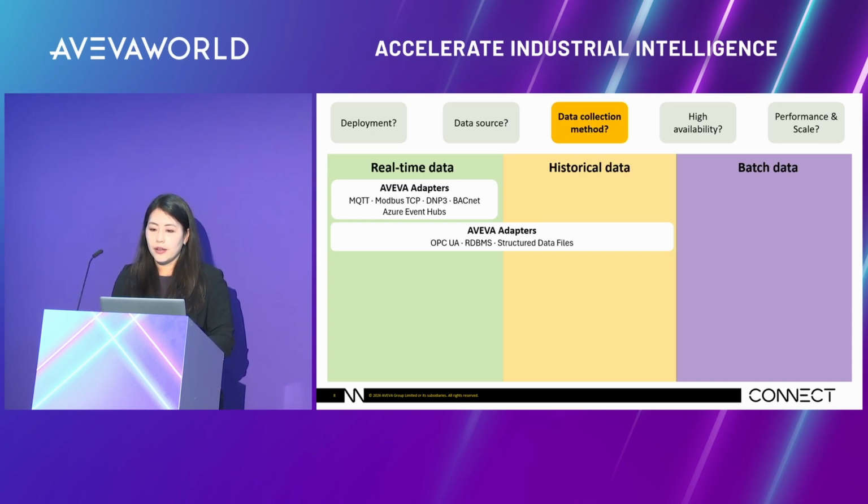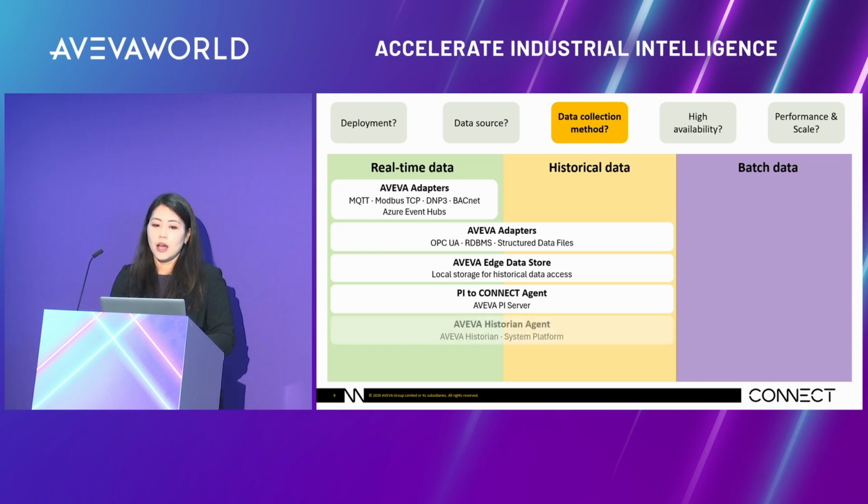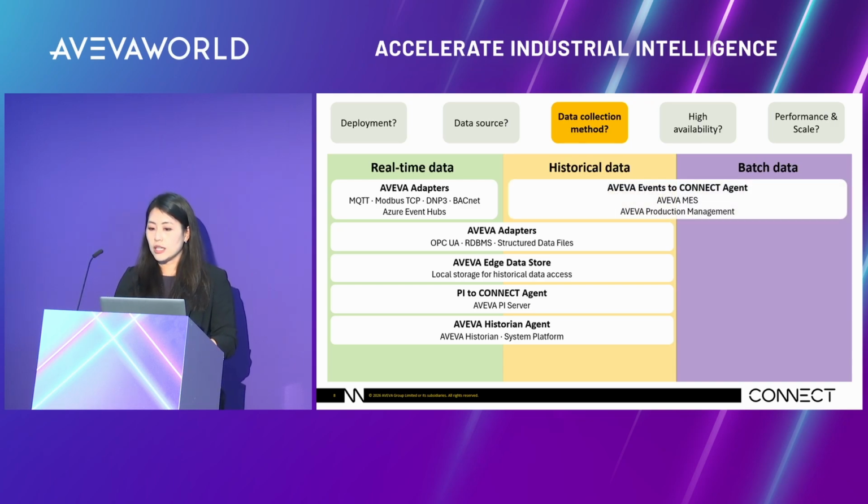Now, if we look at Edge Data Store, with it being a storage product itself, you can collect real-time data and historize it all in one product. So this is kind of a nice little package for storing that information that you might need to access down the line. As for AVEVA agents, Pi2 Connect agent and AVEVA Historian agent both allow for you to collect real-time data and historical data from their respective AVEVA systems. And AVEVA Events to Connect agent offers you the ability to collect batch and event data, as well as the historical data that exists in MES and AVEVA production management systems.